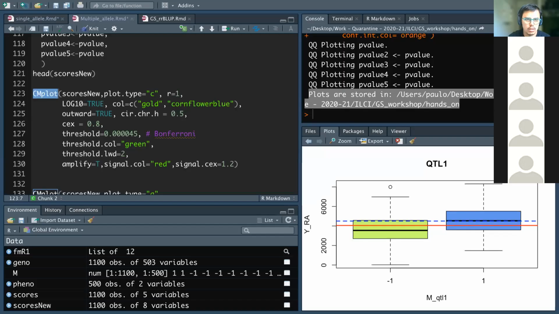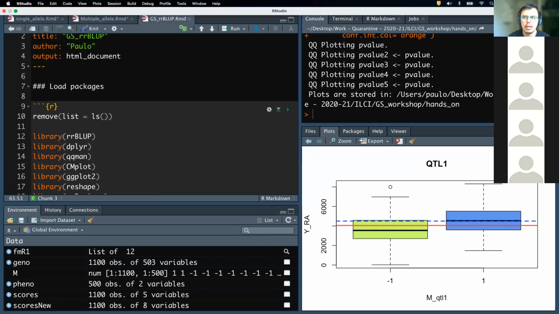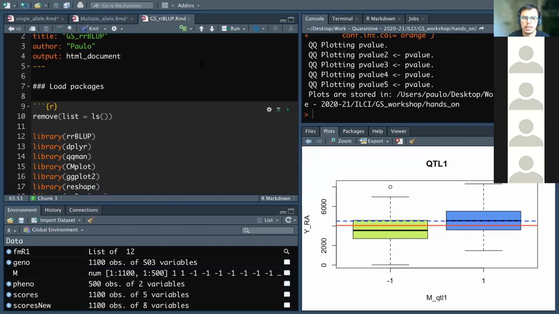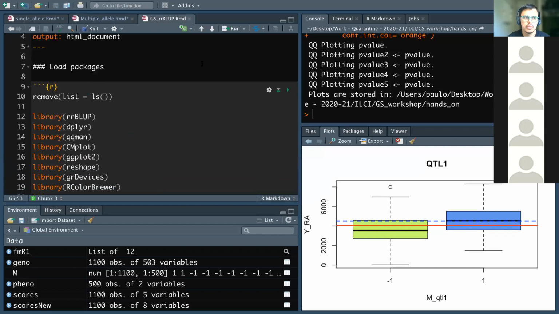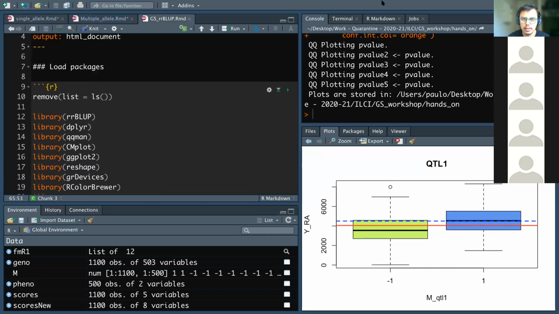And the last, we're almost done. Sorry that it takes me so long. And now we're gonna run the script for genomic selection. So let me bring some water, I need to drink water. Give me 1 minute, please.